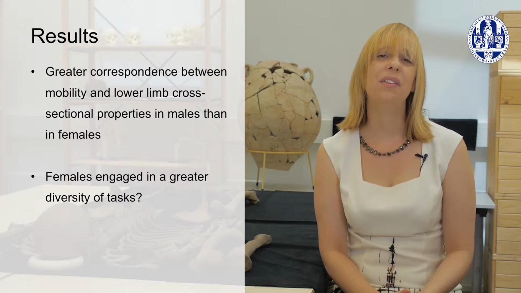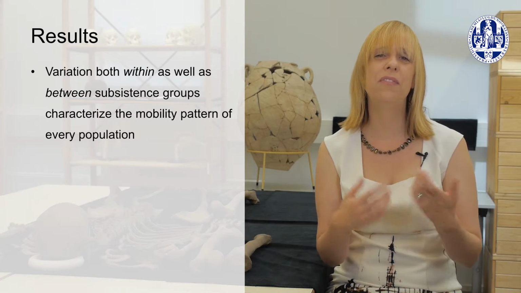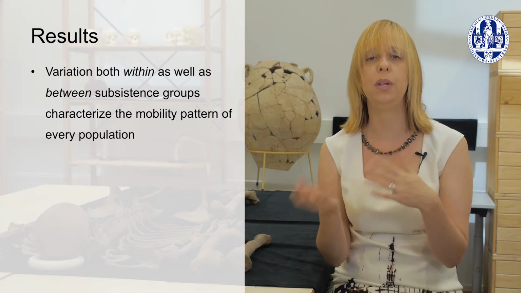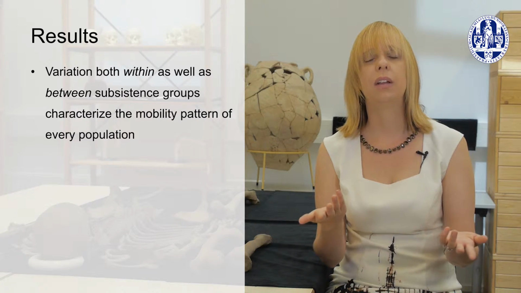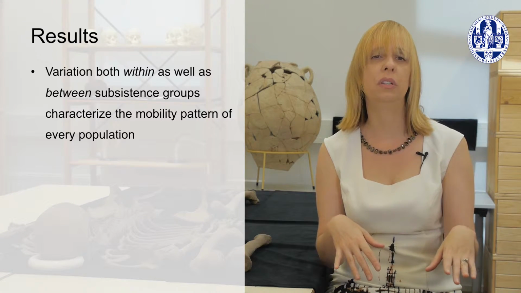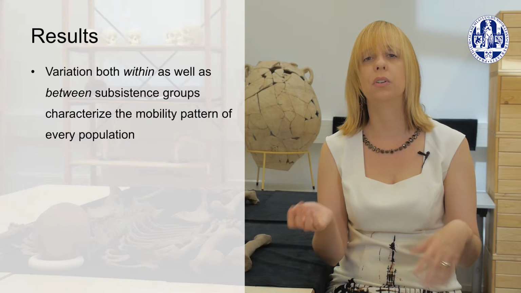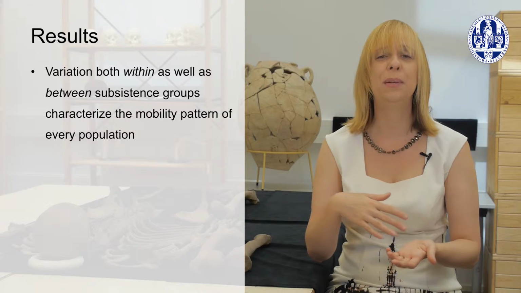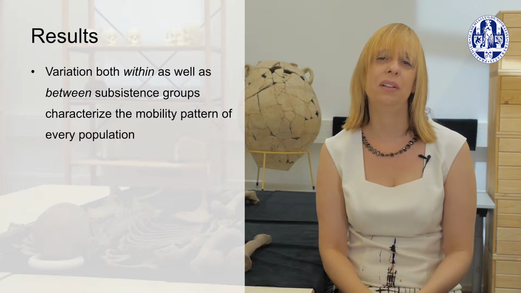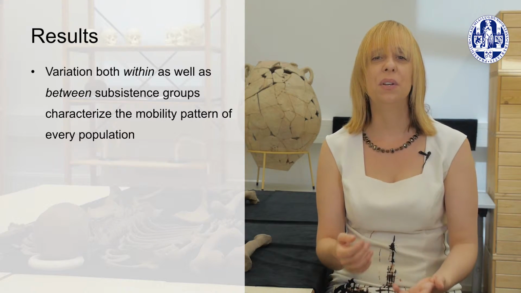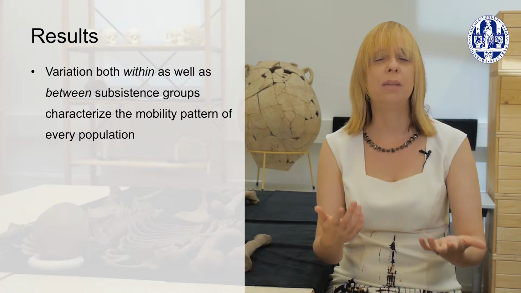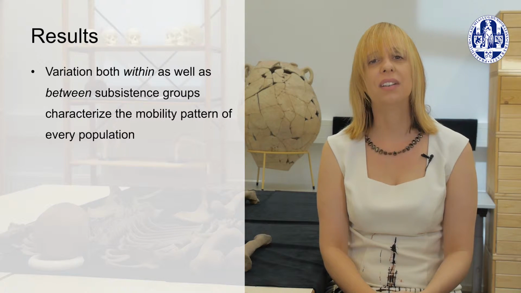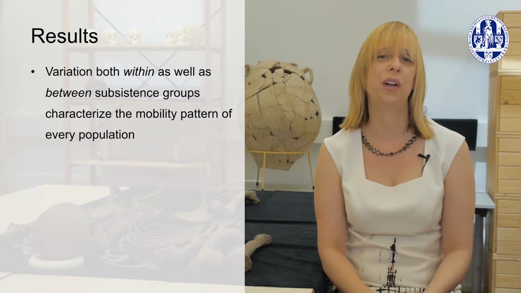Stock's study and many others demonstrate that there's considerable variation in mobility, both within subsistence groups as well as between them. So while on average agriculturalists may have reduced lower limb robusticity compared to hunter-gatherers, there are examples of hunter-gatherers with relatively low levels of mobility and agriculturalists that had relatively high level of mobility. So each population's mobility pattern should be characterized, and the analysis of lower limb bone cross-sectional properties provides the most direct way of doing so.